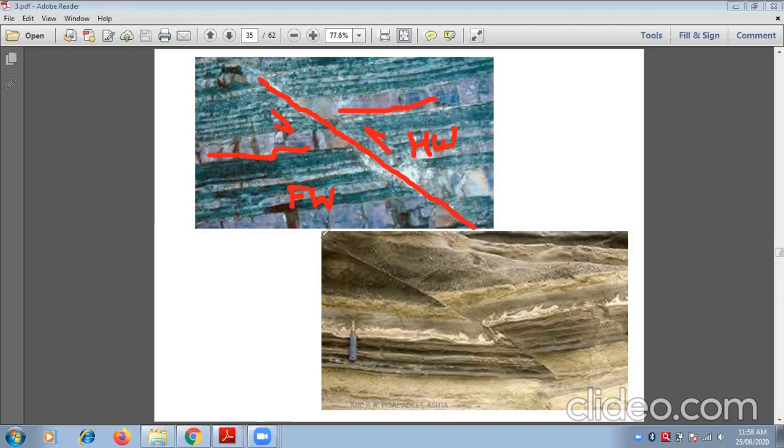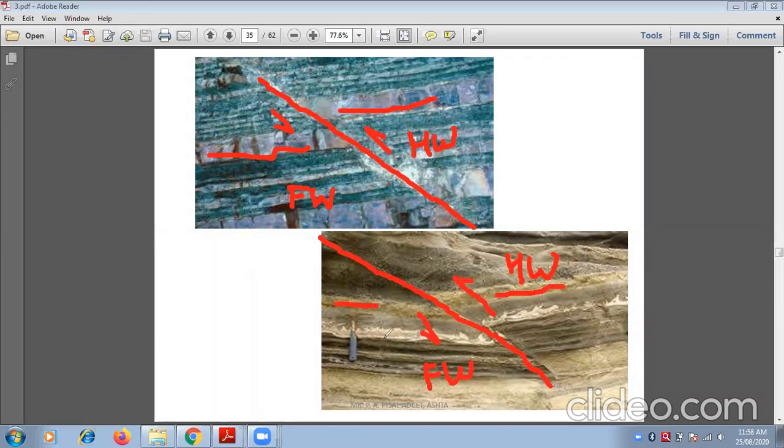Now in this bottom diagram also, this is the fault plane where the two rock blocks have moved towards each other. Here this is the hanging wall, which is above the fault plane, and this is the footwall, which is below the fault plane. Now here you can clearly recognize that the hanging wall is moving in the upward direction, the footwall is moving towards the downward direction. Look at this top layer, this layer moves upward, this layer moves towards the downward direction.